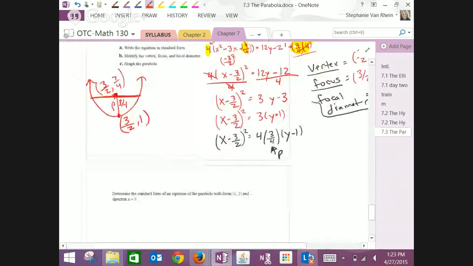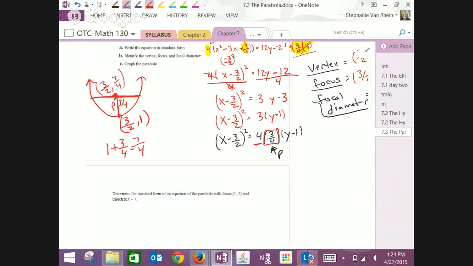Here, the focus point, I know this opens up because the x is squared. 7 over 4 would be 1 plus 3 over 4, because my vertex is at the y component of 1. I'm going up a p unit, and the p unit is 3 over 4. You always factor out a 4 here to find what p is. So if this is 3, then p would be 3 over 4. So this would be 7 over 4.